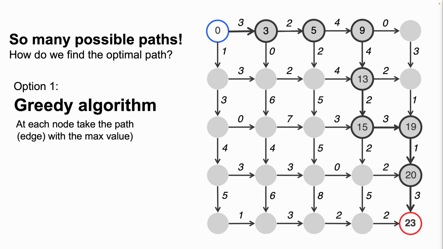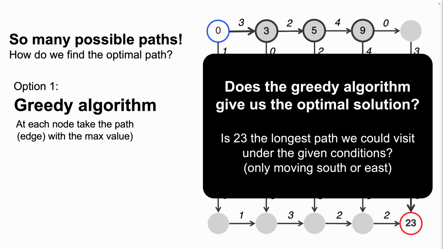So if we're using the greedy algorithm as our faster solution to solving the tourist problem, or finding the optimal alignment, the question is then, does it work? Is 23 the longest path you could visit through this version of Manhattan?